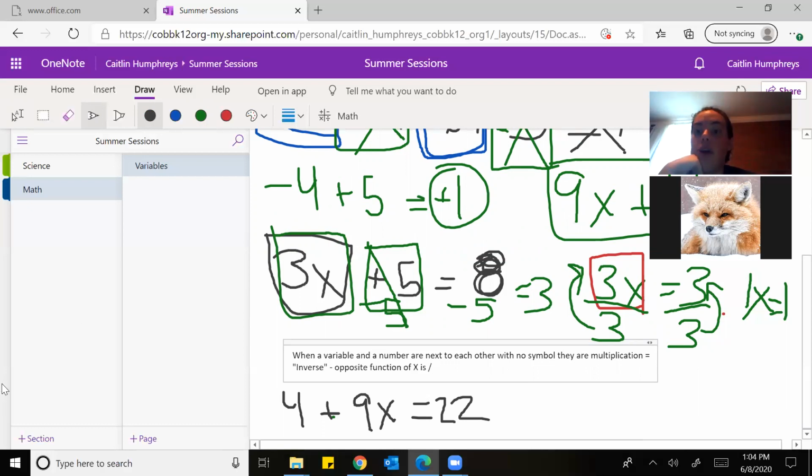Okay, your problem for yourself is 4 plus 9x equals 22. What does x equal? I will check back at 1:05. You have about 75 seconds to do 4 plus 9x equals 22.